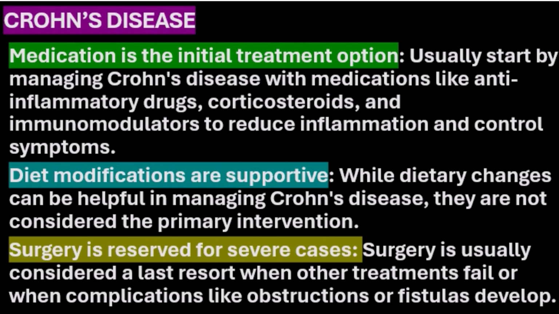In Crohn's disease, medication is the initial treatment option. We usually start by managing Crohn's disease with medications like anti-inflammatory drugs, corticosteroids, and immunomodulators to reduce inflammation and control symptoms. So initially, medical management is the option. Then diet modification is a supportive option. While dietary changes can help in managing Crohn's disease, they are not considered the primary intervention. This is just a supportive intervention.